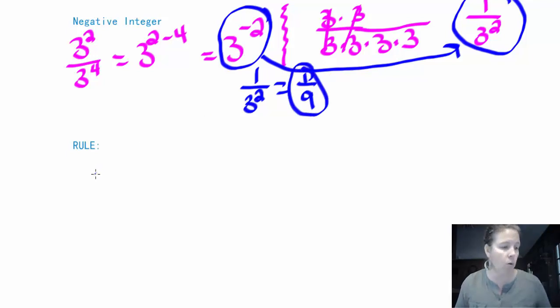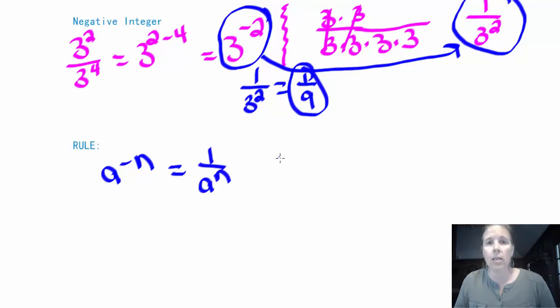Okay, so our rule looks like this. A to the negative n is equal to 1 over a to the n, and a cannot equal 0, which I think should have been with all the other rules. So you just take it and you flip it, and this is just explaining to you why it is that way. I think we have a few examples and then we're done.